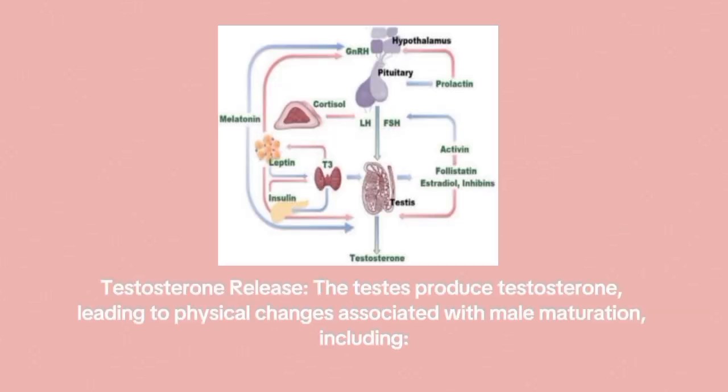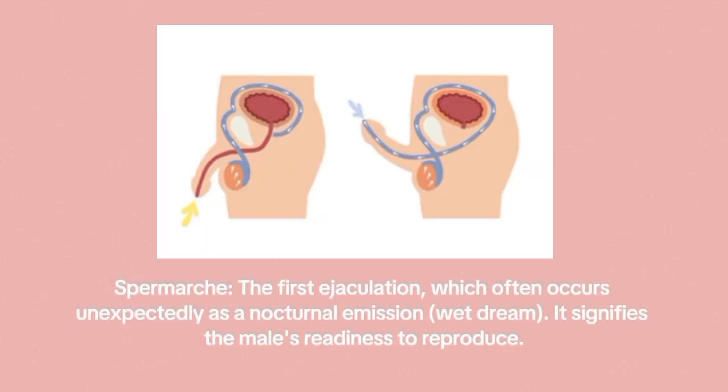Physical changes during adolescence. 1. Male development. Testosterone release. The testes produce testosterone, leading to physical changes associated with male maturation, including growth of facial and pubic hair, deepening of the voice, widening of the shoulders, growth of the penis. Spermarche, the first ejaculation, which often occurs unexpectedly as a nocturnal emission, a wet dream. It signifies the male's readiness to reproduce.